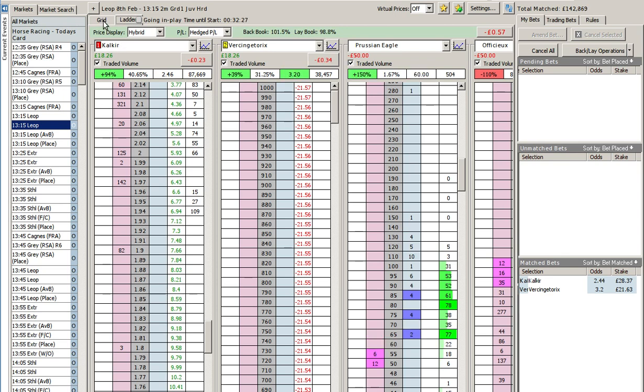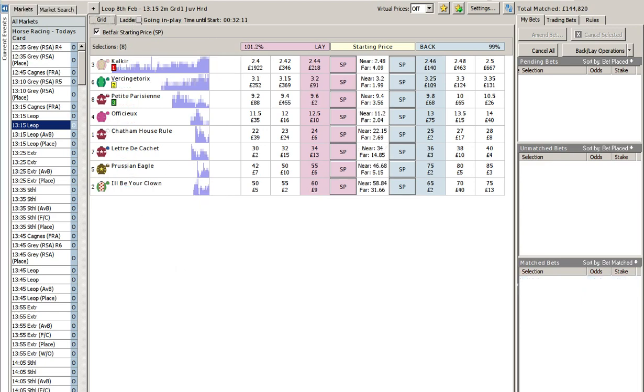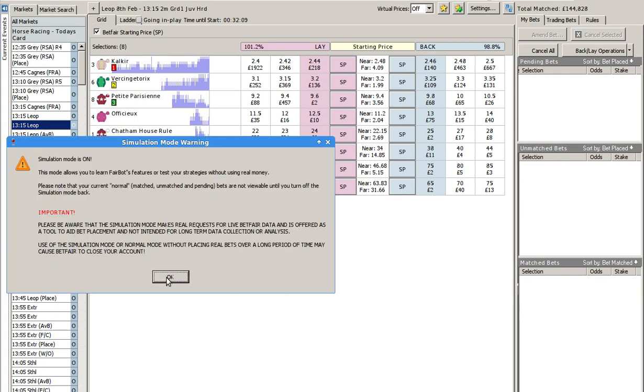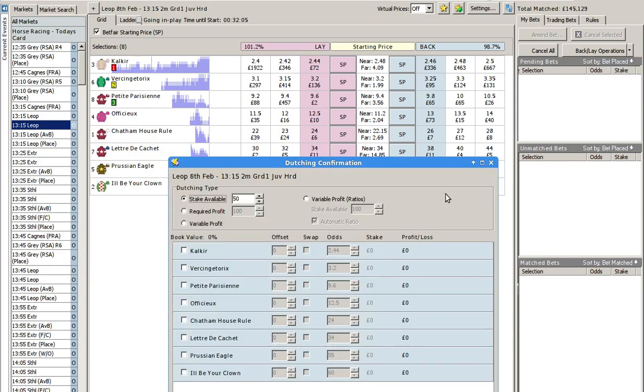Ideally, what you want to do is to trade these two in terms of their odds. Their odds are ideal for that type of trading. However, what we need to do, again, let me just go into simulation mode, is investigate whether these are likely to shorten in price.